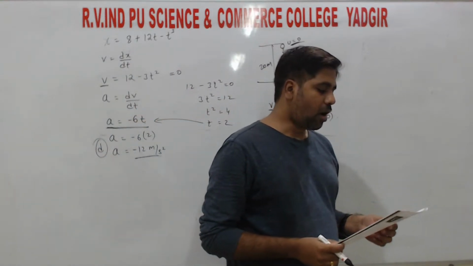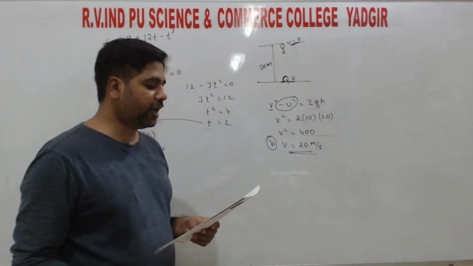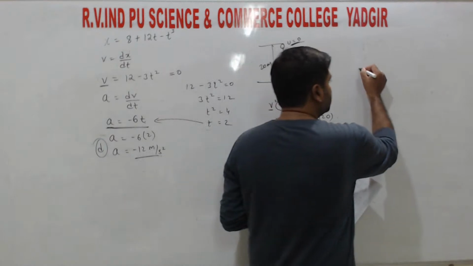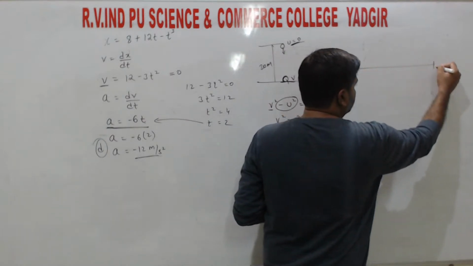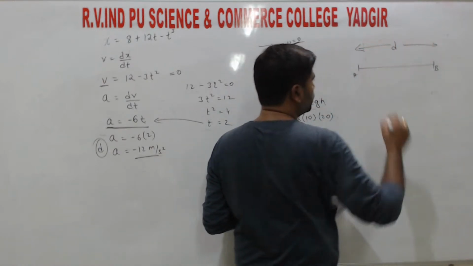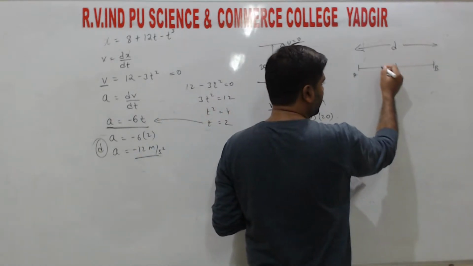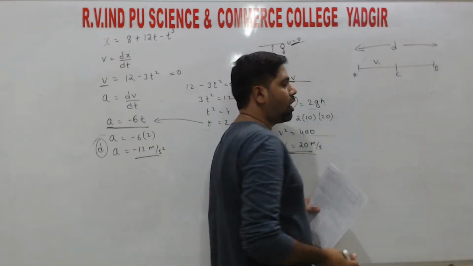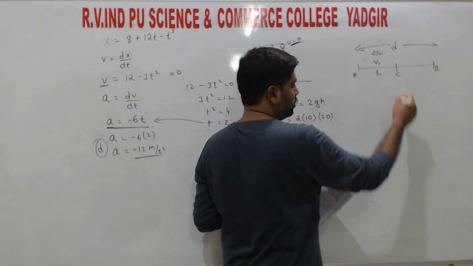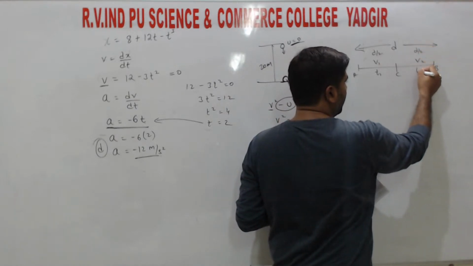A particle covers half of its total distance with speed v1 and the rest half distance with speed v2. Its average speed during the complete journey is? So if we consider this one from point A to B as the total distance, that is d. In the question I mentioned half distance is covered with speed v1. So half distance means exactly at C, it covers d by 2 with speed v1 and time t1, and the rest half distance with speed v2 and time t2.